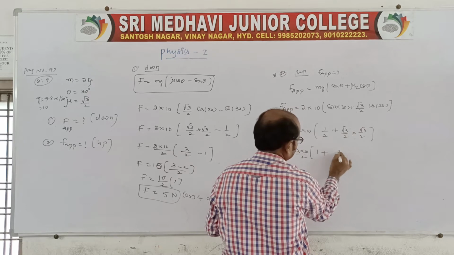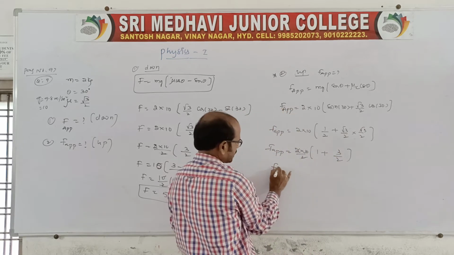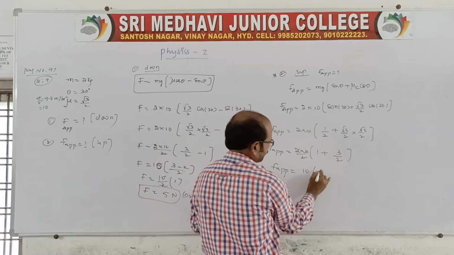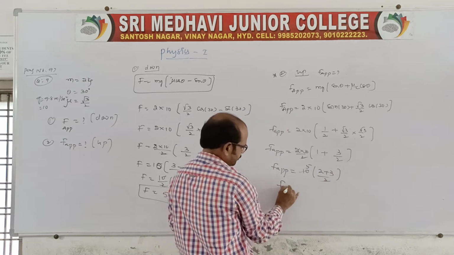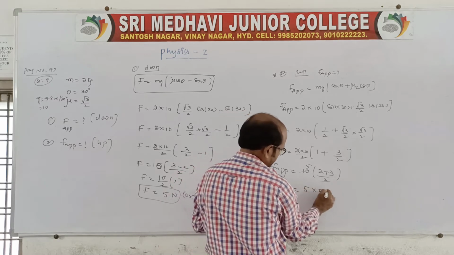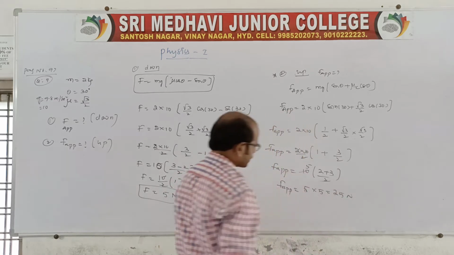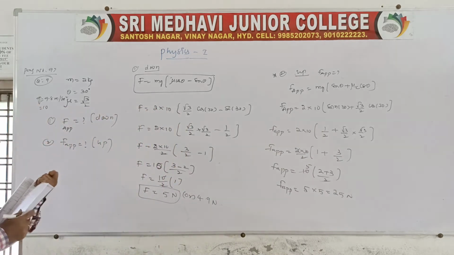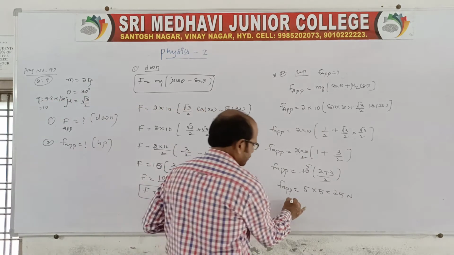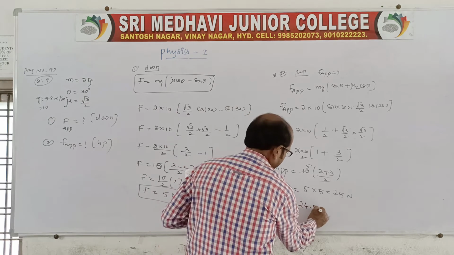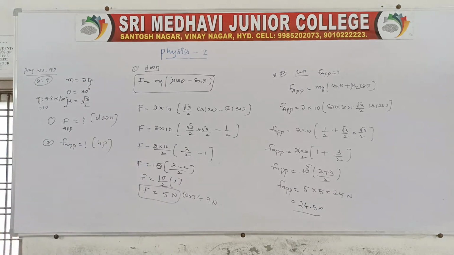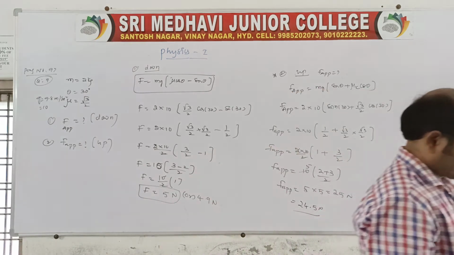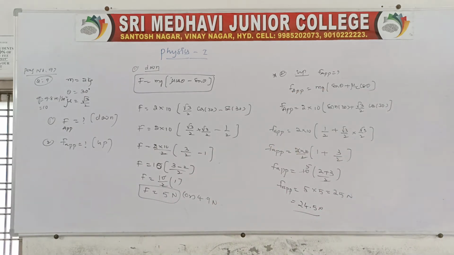So √3 into √3 will be 3. So 2 cancels, then applied will be 10 of (2 plus 3)/2. So it is 2 fives, so the applied force will be 5 into 5, it is 25 newtons. If you take 9.8, you may get the value 24.5. So this is what is related to the body sliding down and sliding up on rough inclined planes. Clear? This is the one question given in our material.